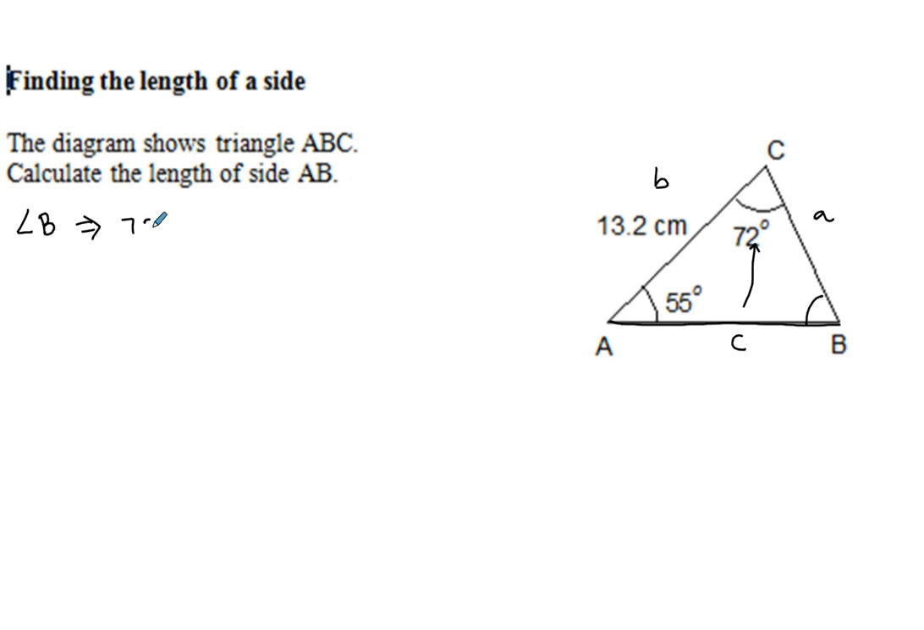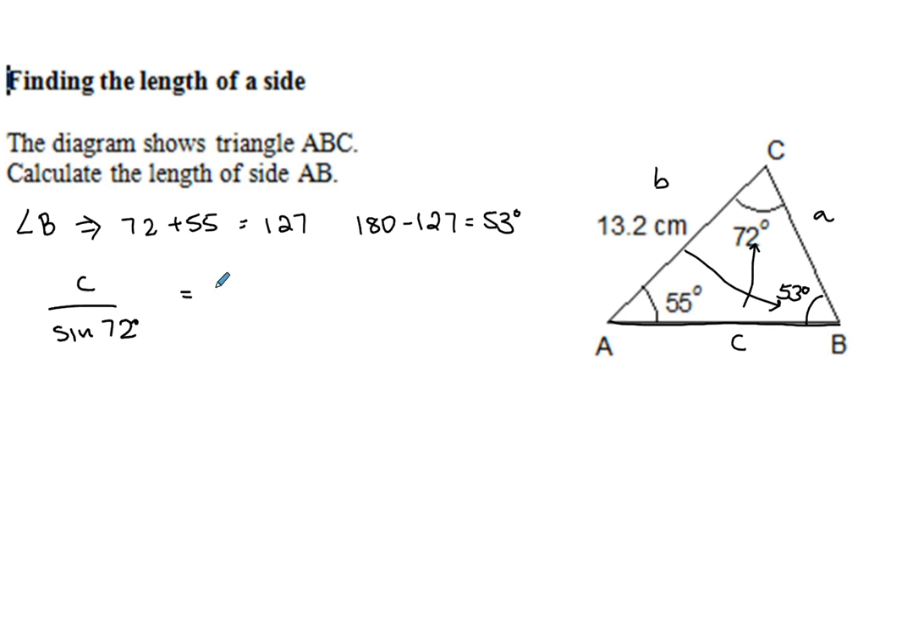So you've got 72 plus 55 equals 127. And then if you go 180 minus 127, you get 53. So angle B is 53. So now we have our crisscross. So we've got B divided by sine B. Okay, so let's write that. So we've got C over sine 72 equals 13.2 divided by sine 53.